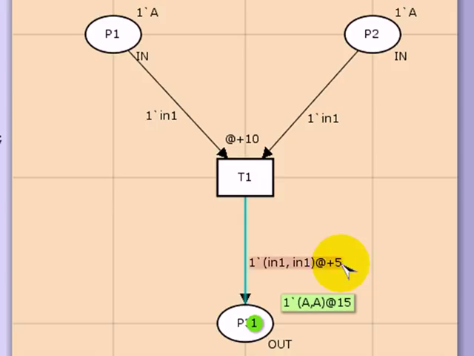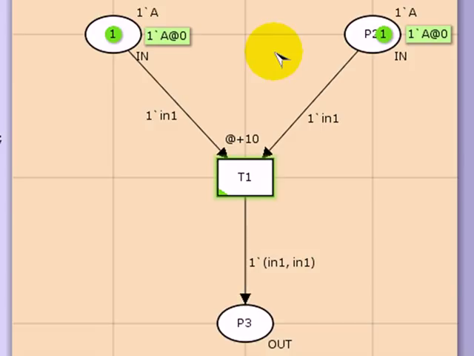It may not be very useful to have delays on arcs when you have only one single output arc, but if you have multiple arcs and every arc has a different delay, then you may like to use this delay expression on arcs. So let me rewind this and add different tokens to these places with different stamps to see how this timing works in CPN Tools. 1A at plus 5.